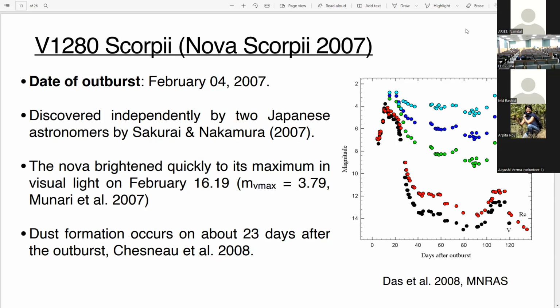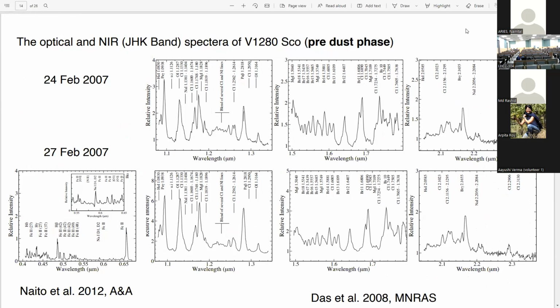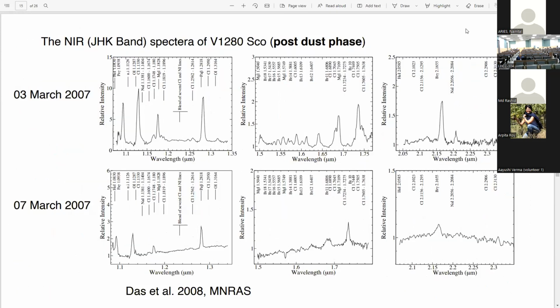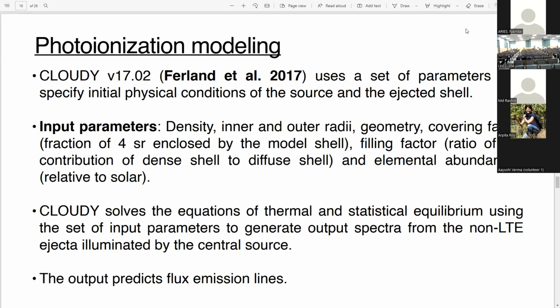by looking at the light curve. Just after these 23 days, we see a decline in the visible light curve and simultaneously a rise in the JHK bands. For this purpose, we have used published NIR and optical data. This is the data of V1280 Scorpii for the pre-dust phase in NIR and optical, and these are the data for the post-dust phase. As you can clearly see, after the dust formation, we see a rise in the IR continuum.